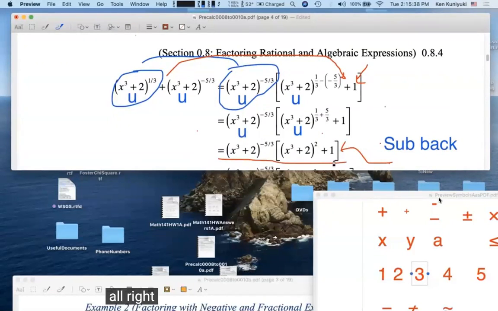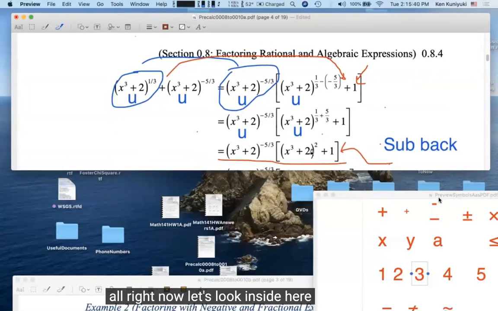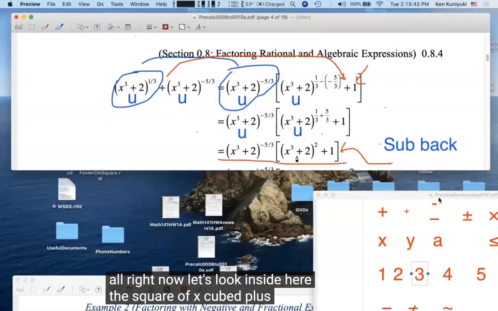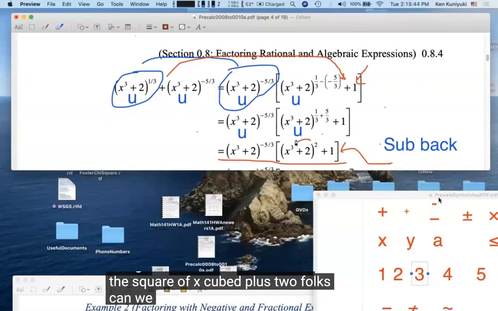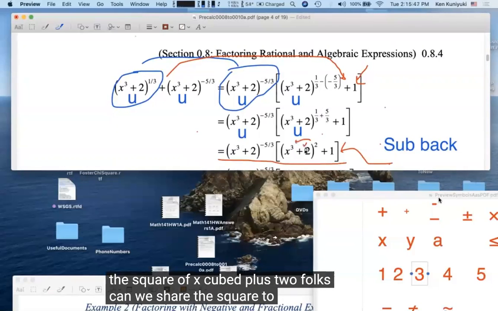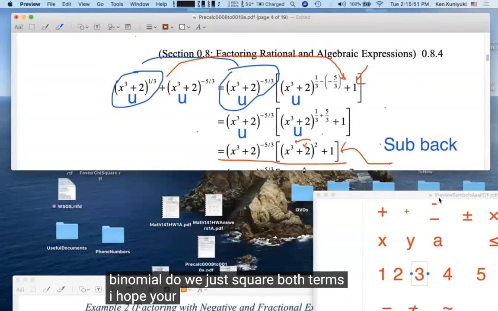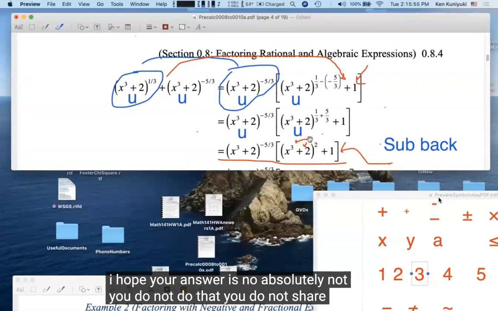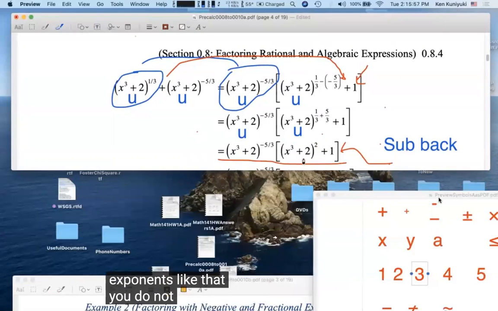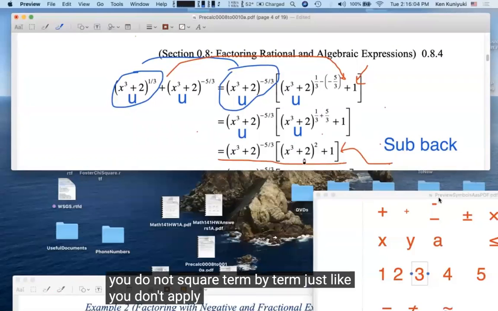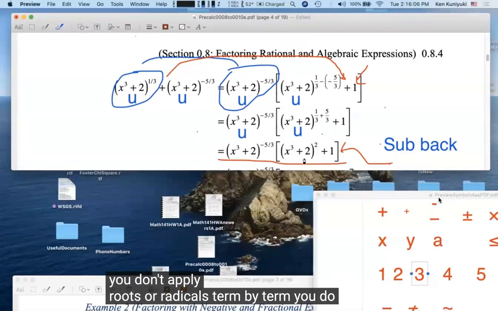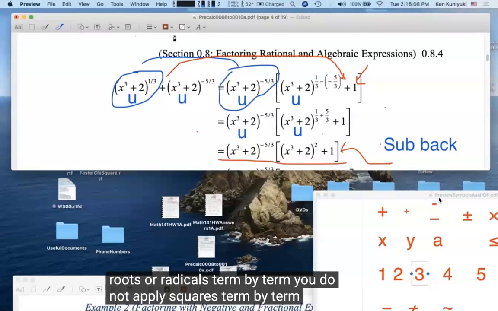All right. Now let's look inside here. The square of x cubed plus 2. Folks, can we share the square? To square a binomial, do we just square both terms? I hope your answer is no, absolutely not. You do not do that. You do not share exponents like that. You do not square term by term. Let me repeat, you do not square term by term. Just like you don't apply roots or radicals term by term. You do not apply squares term by term.